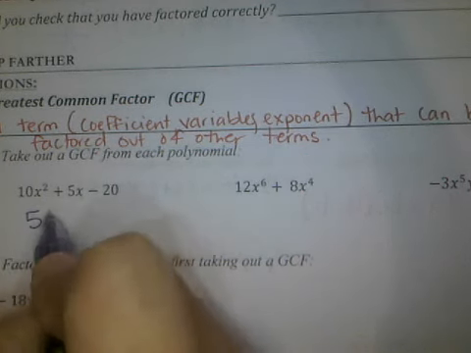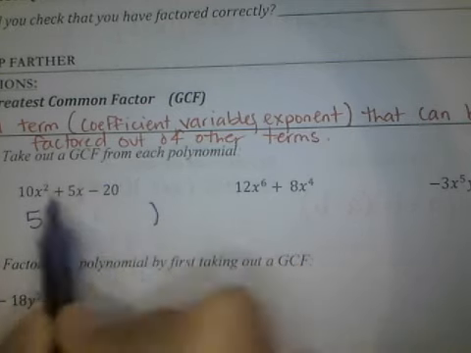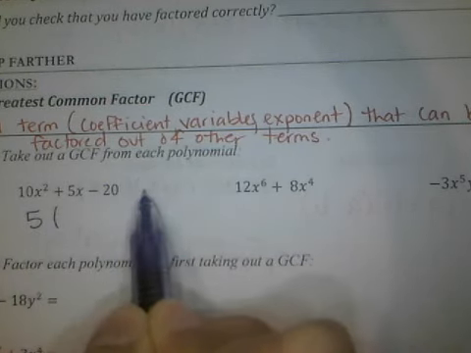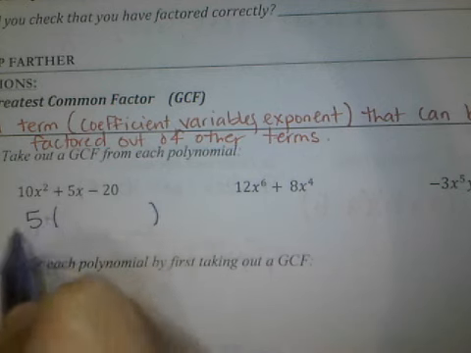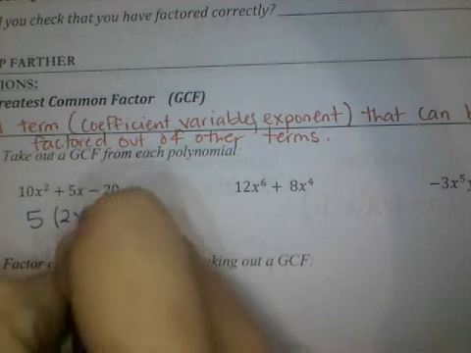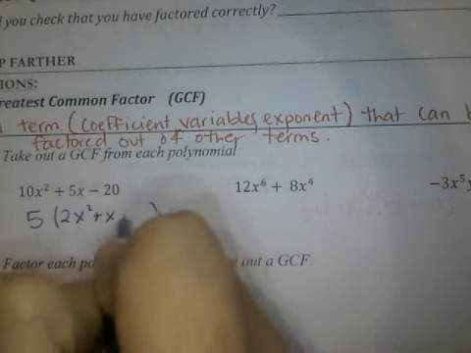And if I want to factor out a GCF, I'm essentially dividing each of these terms by 5 to rewrite this original trinomial as the multiplication of 5 times something else. In this case, it would be 2x squared plus x minus 4.